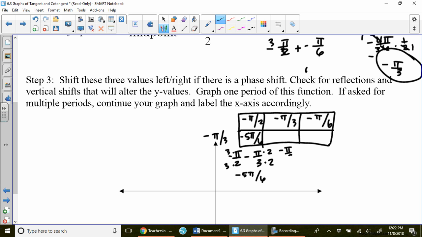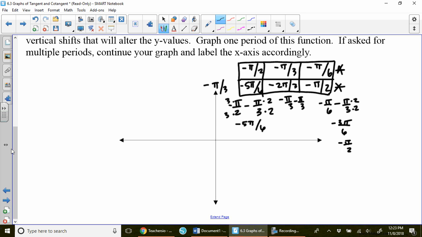If we take negative pi over 3 and move it to the left, that's just going to be negative 2 pi over 3. And then our last one, if we take negative pi over 6 and move it to the left, this would need a common denominator. So negative pi over 6 minus 2 pi over 6 is negative 3 pi over 6, which is negative pi over 2. So once again, I suggest that you do the period change first and then do the phase shift if there is one, because that makes it a little bit easier.